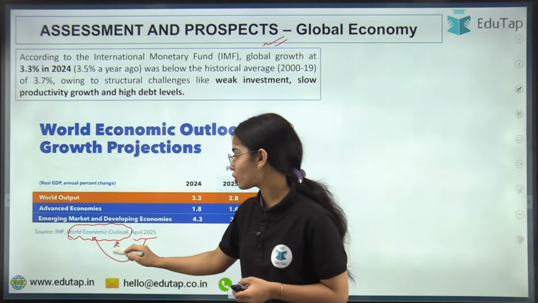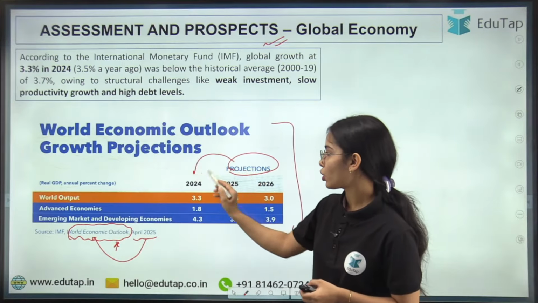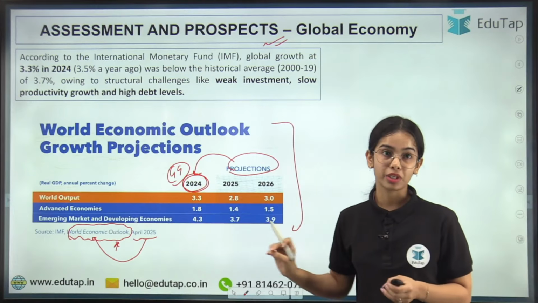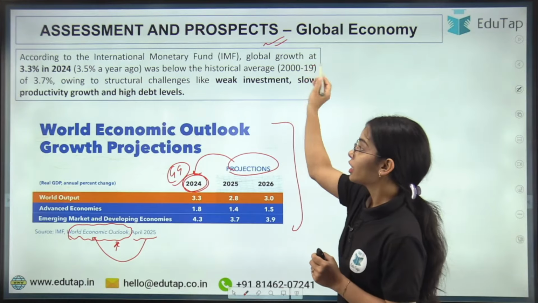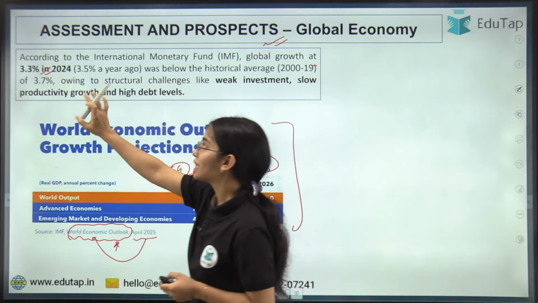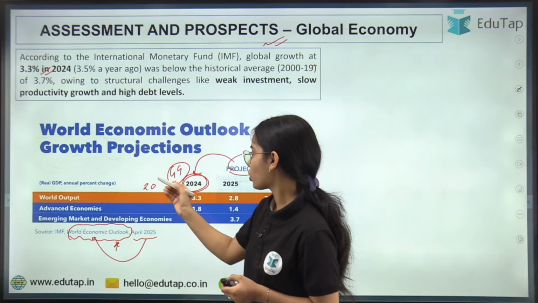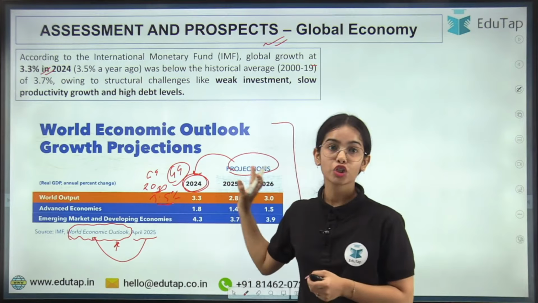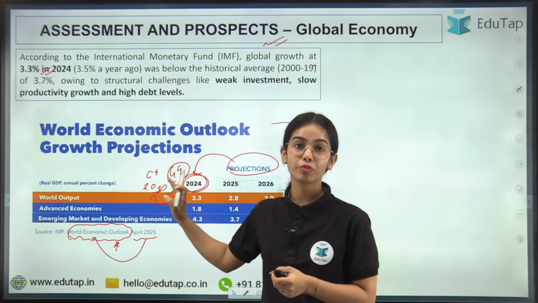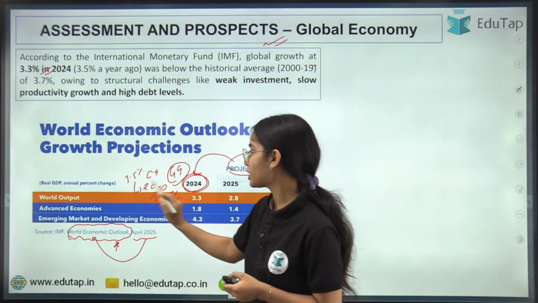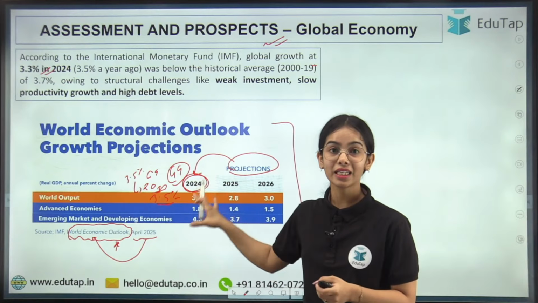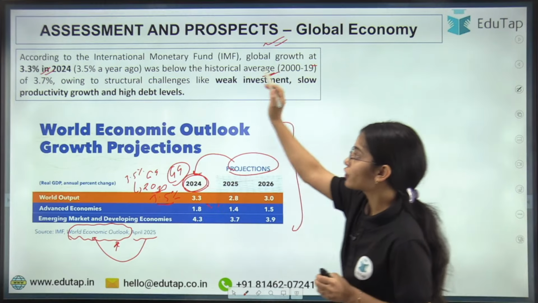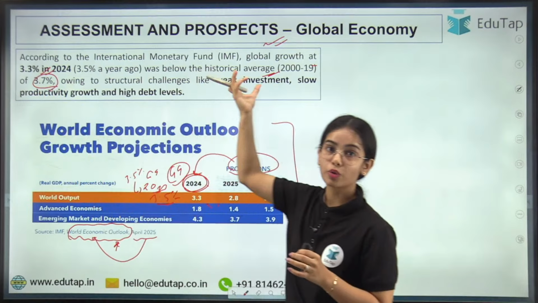It was projected that the global growth for 2024 would be 3.3%. So according to IMF, the global growth was projected at 3.3% in 2024, which is lower than the global growth of 2023, that was 3.5%. You can see that the global growth has reduced from 3.5% in 2023 to 3.3% in 2024, and this growth projected for 2024 is way lower than the average of 3.7% that was achieved in the period of 2000 to 2019.